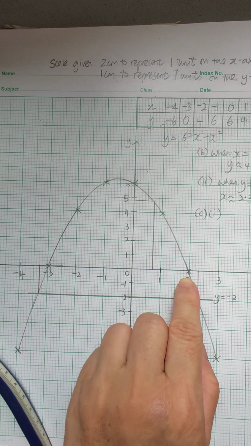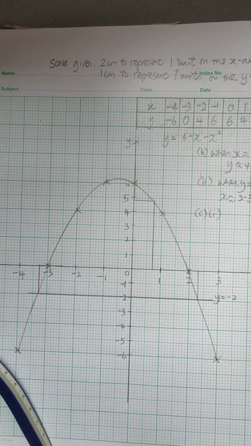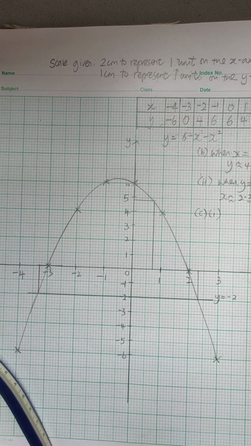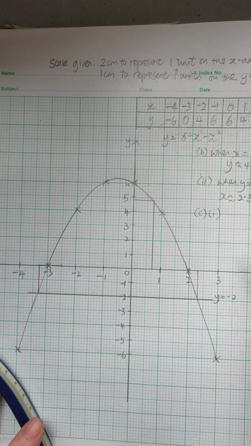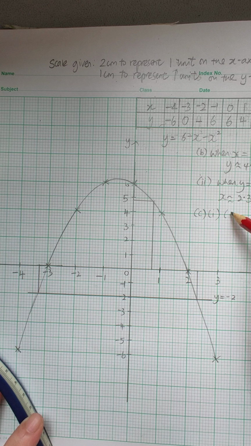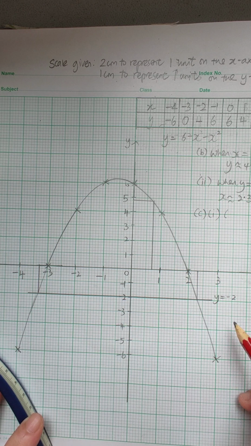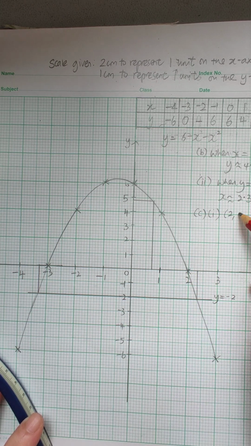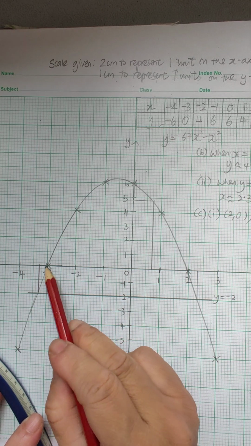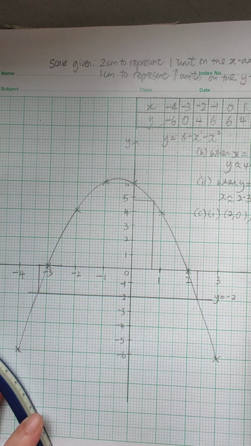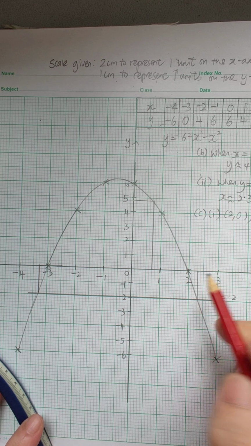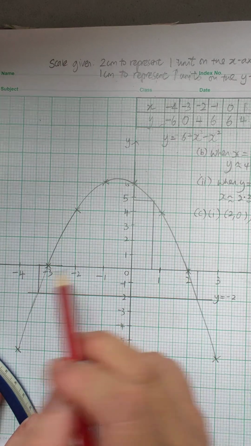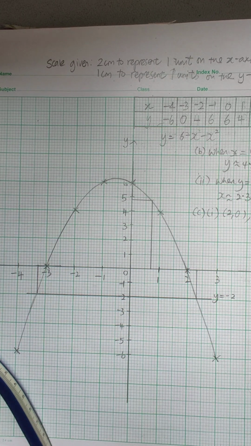So which is 2 and -3. Let me see, is that the answer? Yes, 2 and -3, but you're asked to write it as points. So you have to write it as a point. The x coordinate is 2, the y coordinate is 0. The second point is this one here: the x coordinate is -3, y is 0. So these are the two points where the curve intersects the x-axis. Okay, done.